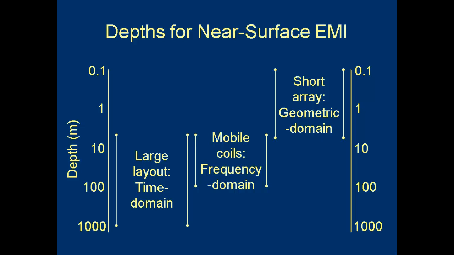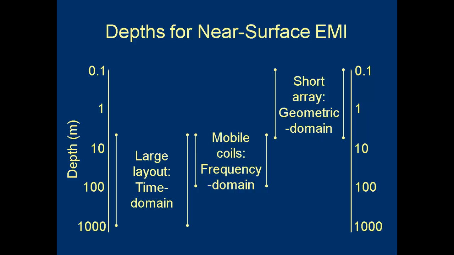Large transmitters consisting of loops of wire enclosing several hectares or more are customary with the time domain technique, in which the transmitter pulses and then is off during measurement. Time domain and transient are synonymous.